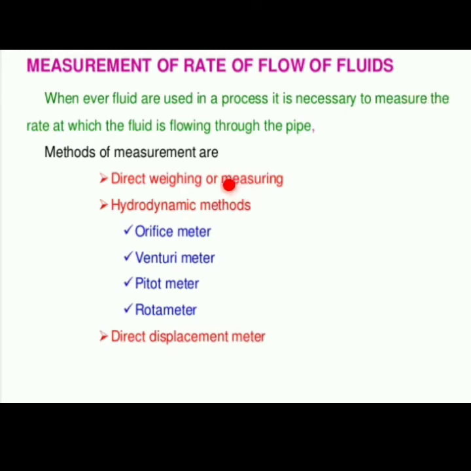First of all, the direct weighing or measuring method. Second one is the hydrodynamic methods. In that, various types of meters are used. First one is the orifice meter, second one is the venturi meter, third is the pitot meter, and fourth one is the rotameter. And third measurement is the direct displacement meter.